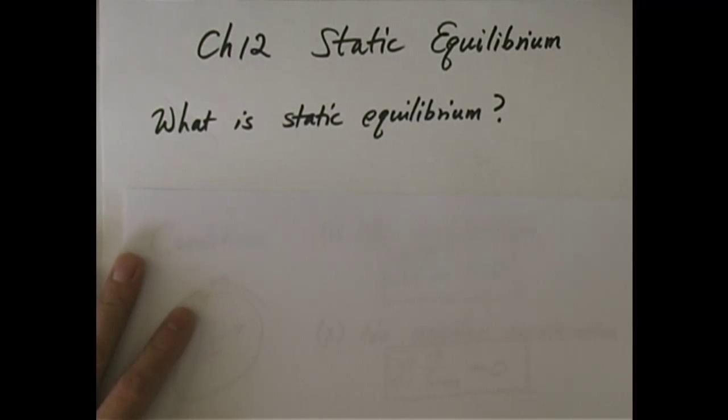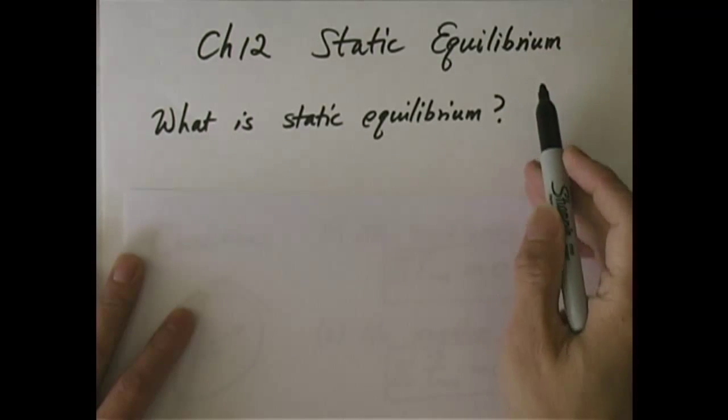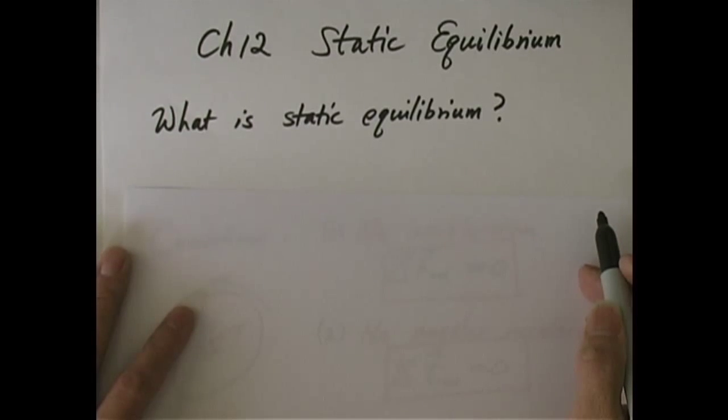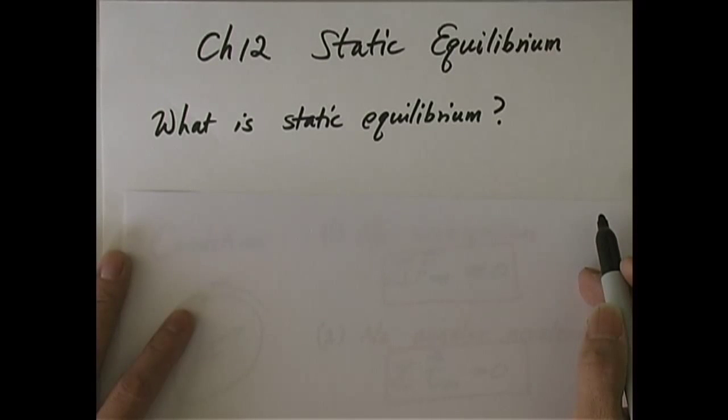Chapter 12, Static Equilibrium. In this chapter, we study a special case of what's called static equilibrium. In the previous chapters, we spent a lot of time studying what happens if an object undergoes linear acceleration and then angular acceleration. But there is a special case which is of great importance.